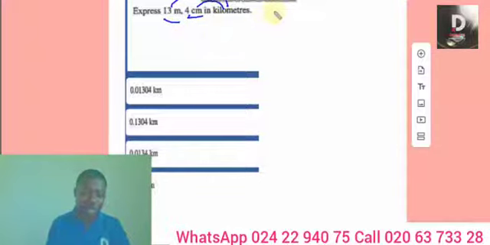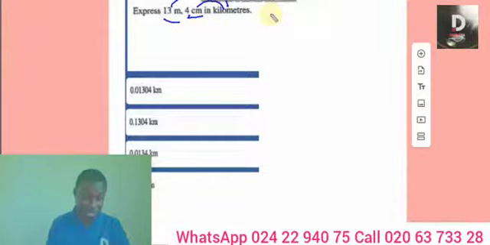Express 13 meters and 4 centimeters in kilometers. It's also a conversion and it's proportion. So you are expressing them, converting this one to kilometers, this to kilometers. The answers you get, add them.